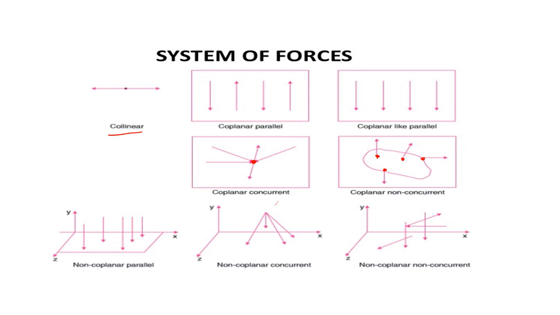Next is non-coplanar parallel. It means that forces are not lying in the same plane, they are lying in different planes, but they are parallel to each other. Non-coplanar concurrent. Again, non-coplanar means they are not lying in the same plane, but they are acting on the same point. Non-coplanar non-concurrent. Non-coplanar means they are not lying in the same plane, and non-concurrent, they are also not acting on the same point. They are acting at different points, as you see in the diagram. So that's why these are non-coplanar and non-concurrent.